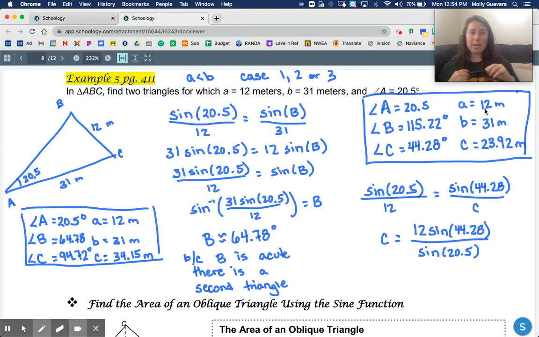So if you solve and you get B as an acute angle, there is another triangle that you will have to find. So just make sure that you're paying attention, and that you're constantly asking yourself, is there another triangle?